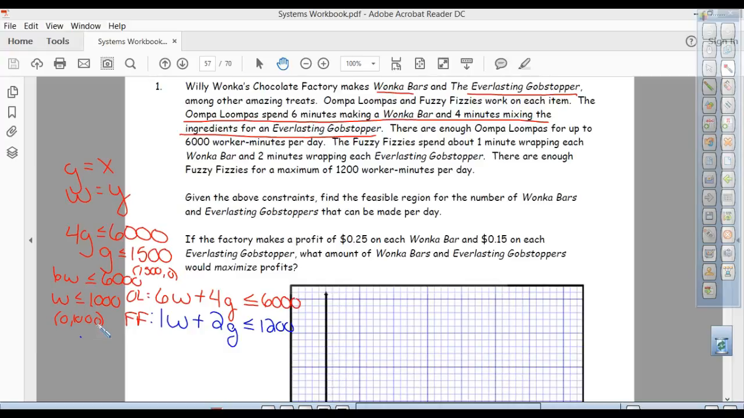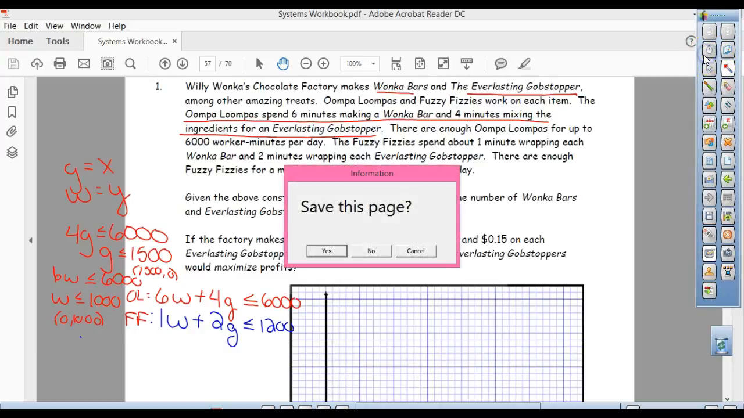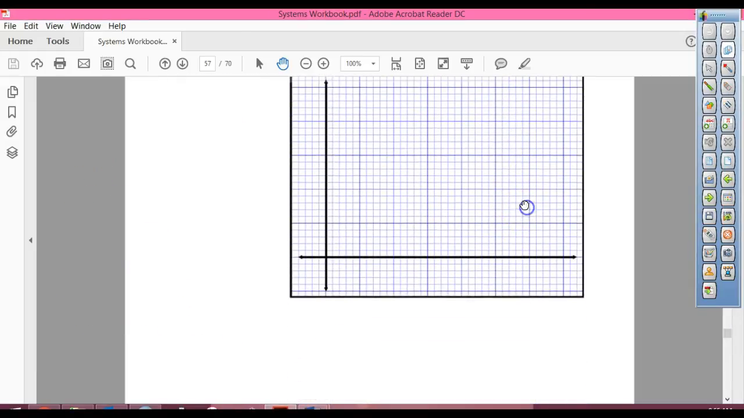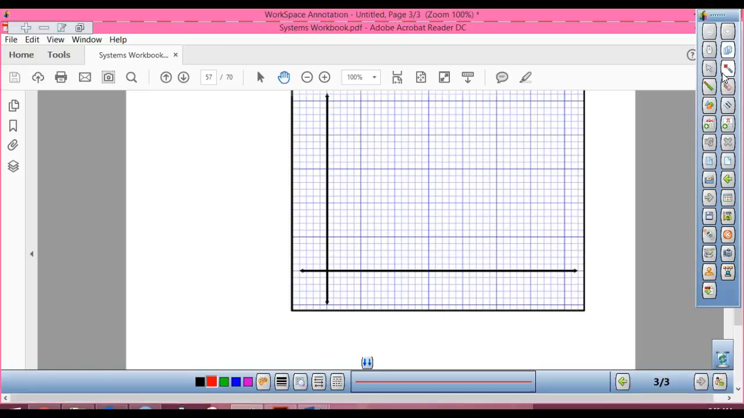Everyone's got that stuff done? Okay, you've got all your work on there? A couple people still writing. I'll wait a couple seconds here. All right, I'm going to scroll up. So everyone's got that written down. So if I scroll up and this goes away, we're good. All right, so let's label this. We've got X and Y, right?